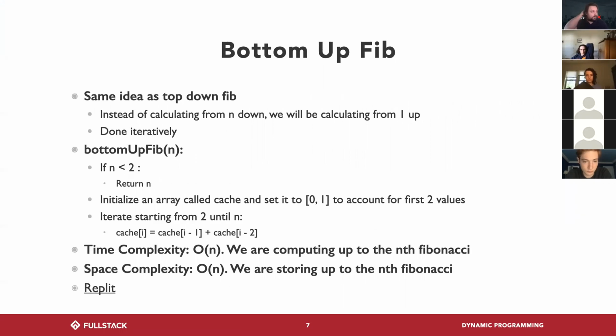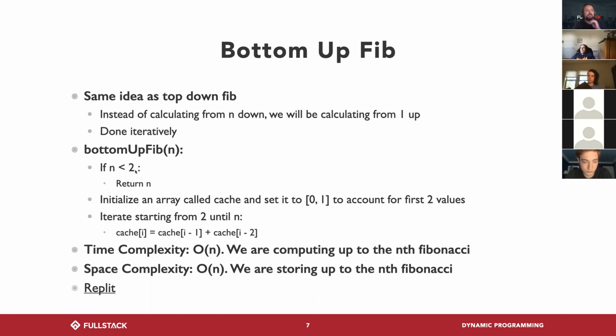There's another approach called the bottom-up approach. So instead of calculating from Fibonacci of 20, breaking it down to 1 and then going back up, we could start with 0 and 1 and calculate going up. And these are typically done iteratively as opposed to recursively. So a bottom-up approach for Fibonacci might look something like this.